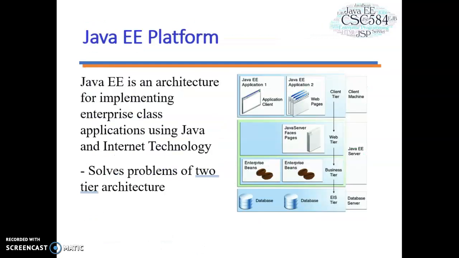Alright, let's move on to the Java EE platform. So the Java EE platform is designed to help developers create large-scale, multi-tiered, scalable, reliable, and secure network applications. A shorthand name for such an application is enterprise application, so called because these applications are designed to solve the problems encountered by large enterprises.